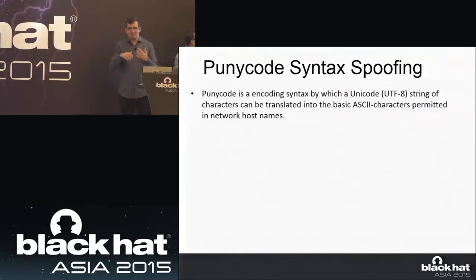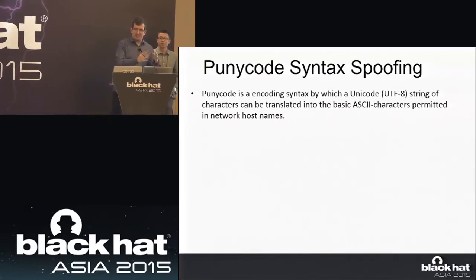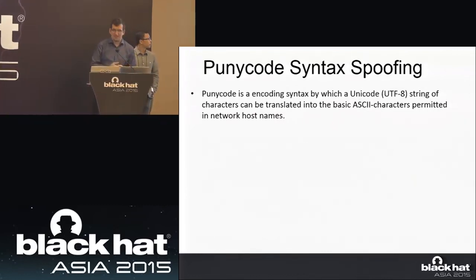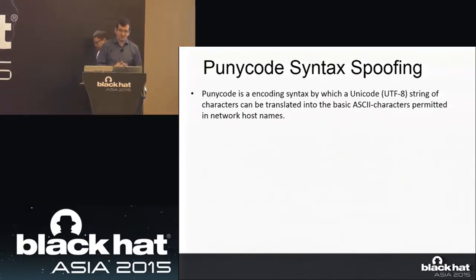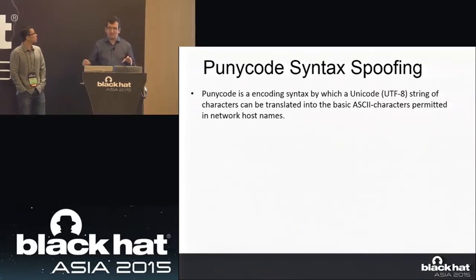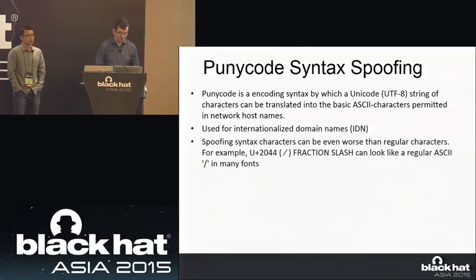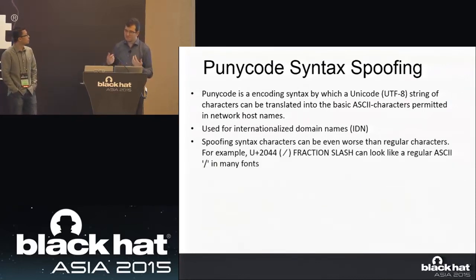So let's look a little bit more at the technology behind emojis. But before that, a step back and let's talk about Punycode. Punycode is an encoding syntax. It's a way that you can use a UTF-8 string of characters and translate it into ASCII so that it can be used for DNS. And this is used for internationalized domain names, like Chinese domain names, for example, Korean, Japanese, in general, CJK characters.